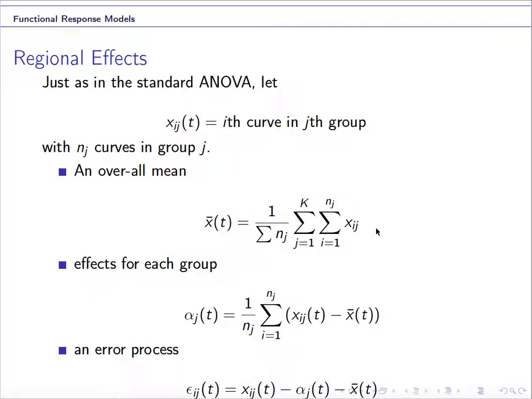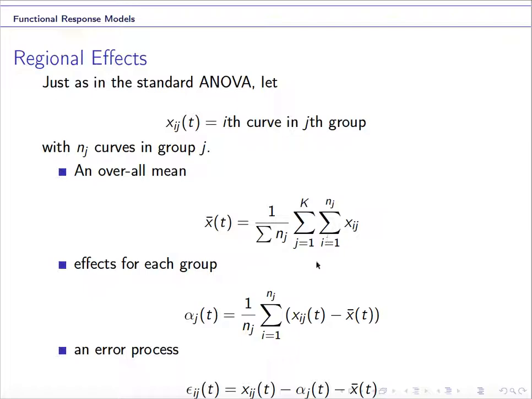Okay, so now let's look at how to do this functional ANOVA. Here is the notation. X_ij(t) represents the i-th curve in the j-th group. Suppose in group j, there are n_j curves. First we can calculate the overall mean, right? We can just average across all the curves. We can get the overall mean curve.